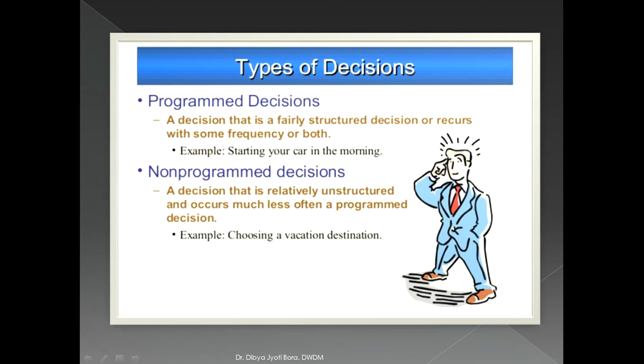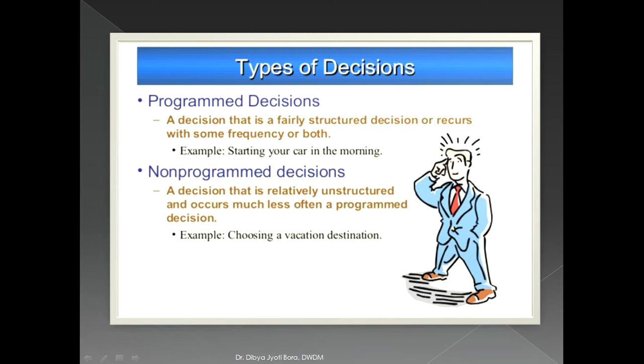Example, starting your car in the morning. Clear? The non-program decision: a decision that is relatively unstructured and occurs much less often than a programmed decision. First of all, a non-program decision is relatively unstructured. You cannot say directly that this is unstructured. It is relatively unstructured and it occurs much less often than program decisions.